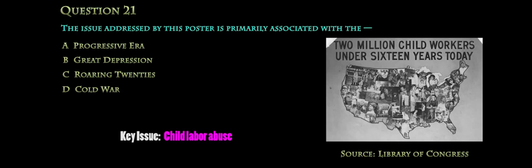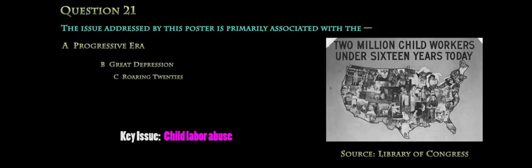C. Was it an issue in the Roaring '20s? Yes, but it was an issue before and after the 1920s. D. What about the Cold War? No, it was addressed before the Cold War began in the late 1940s. This is a case where the issue existed through 3 of the eras listed. However, the Progressive Era included the 1920s and the Great Depression. Therefore, A is the best answer.